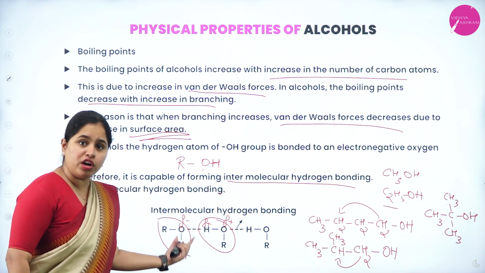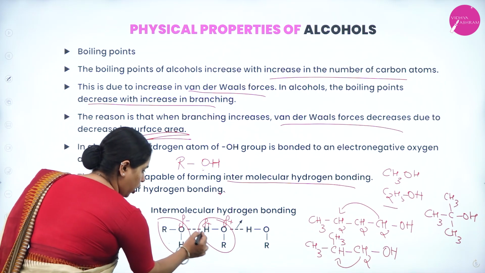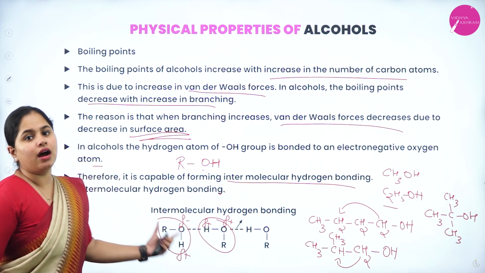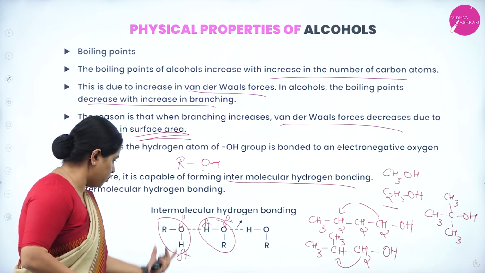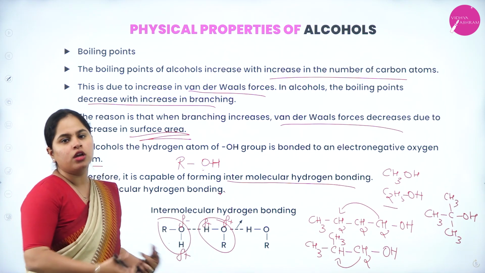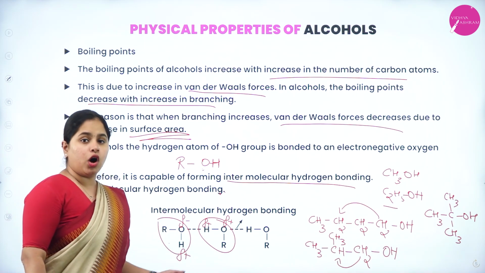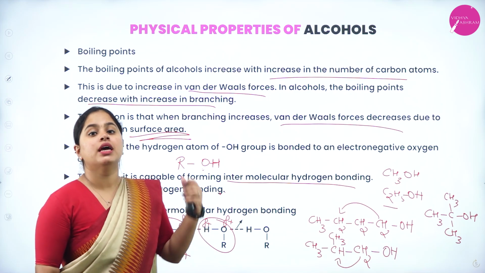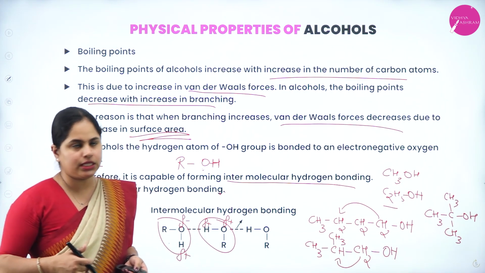So a bond is formed between the more electronegative atom and hydrogen. This dotted line is the hydrogen bond that is formed. It is formed between two different molecules, one molecule of alcohol and another molecule. That is why it is called an intermolecular hydrogen bond, which exists in alcohol due to the OH bond and the electronegativity difference.